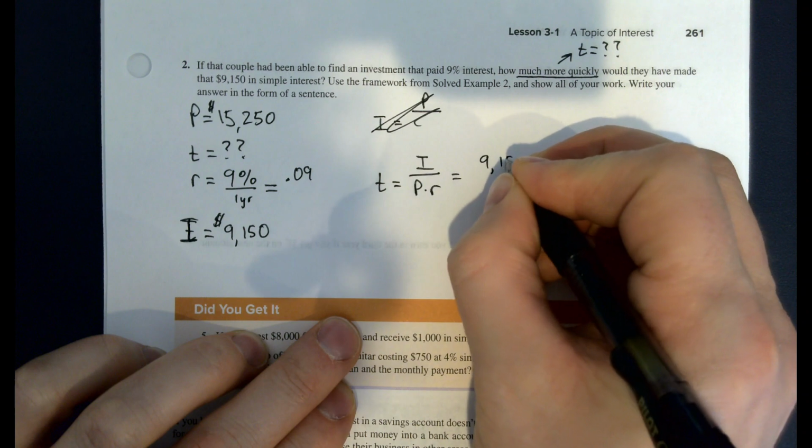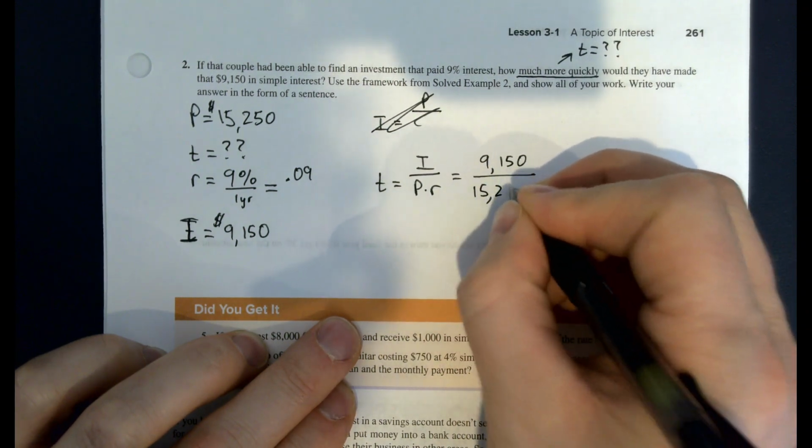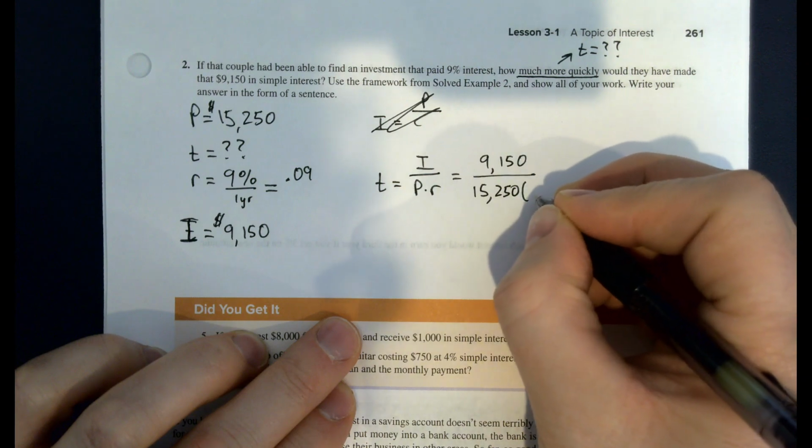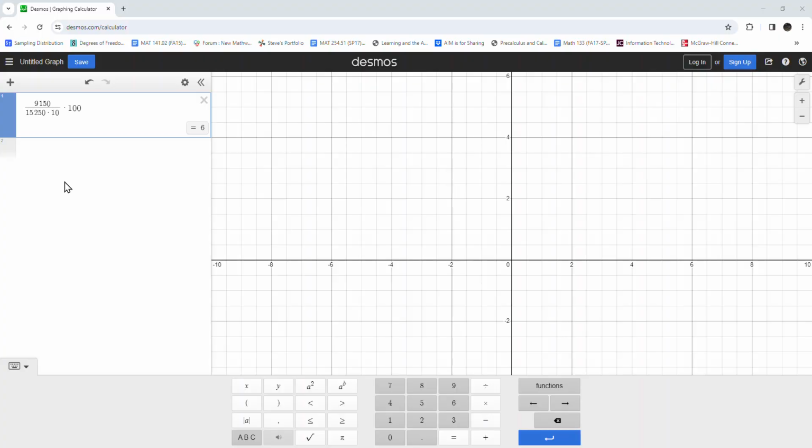The interest was 9,150 divided by the principal, 15,250, times, in this case, 0.09. All right, scamper over to Desmos. I hit my division symbol, 9150 over 15,250 times 0.09. Okay, it's 0.66666666 forever and ever. We can round that to, I don't know, what, 6.7 years?